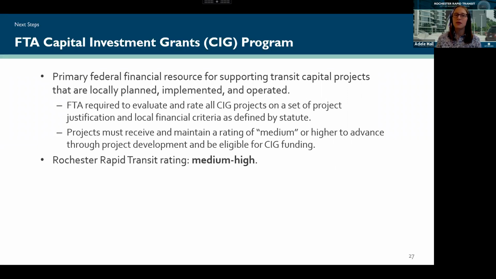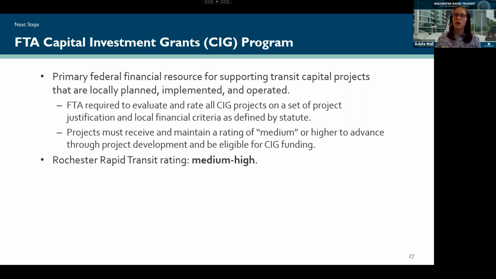And this is the federal government's primary financial resource for supporting locally driven transit capital projects like this one. But according to federal law, before FTA can issue a grant to a project, they need to ask for a certain amount of information about the project, and then they need to determine that the project meets a set of criteria, both that the project itself is worthy of investment, and also that the project sponsor, in this case the City of Rochester, is in strong enough financial standing to be able to take on the project.